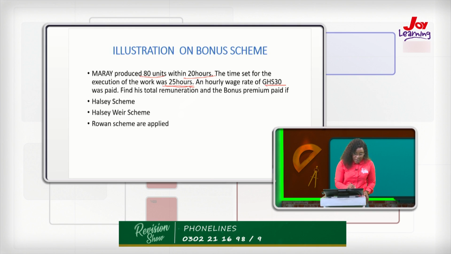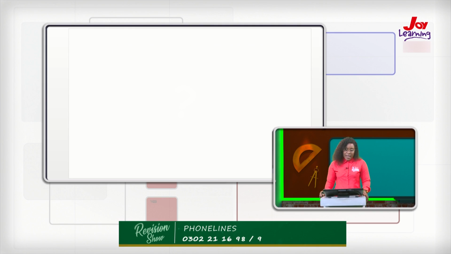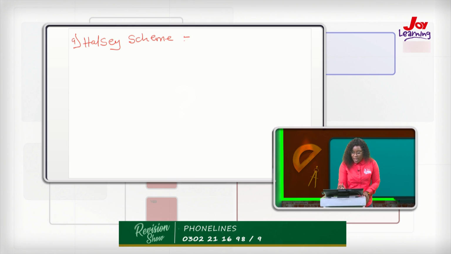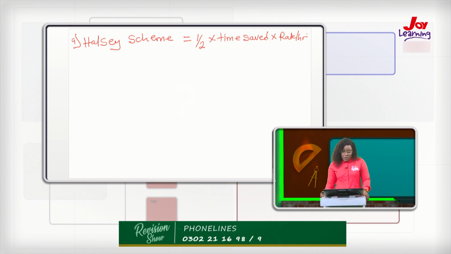So we go to our worksheet and we look at the first method of calculating bonus, which is the Halsey scheme. The Halsey scheme is half times the time saved multiplied by the rate per hour. What is the time saved per hour?